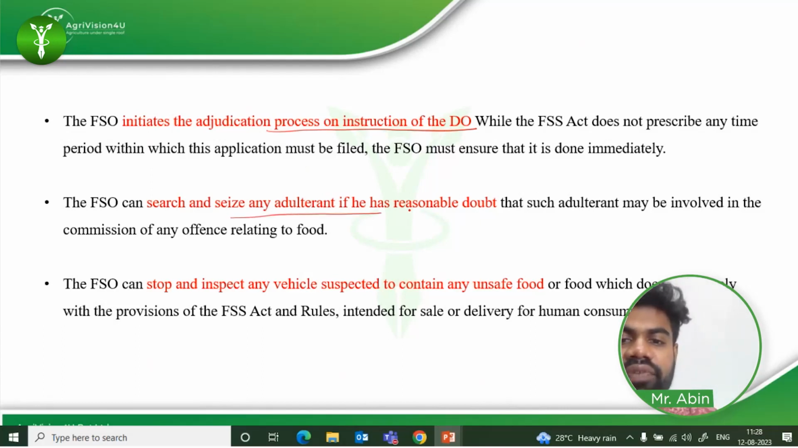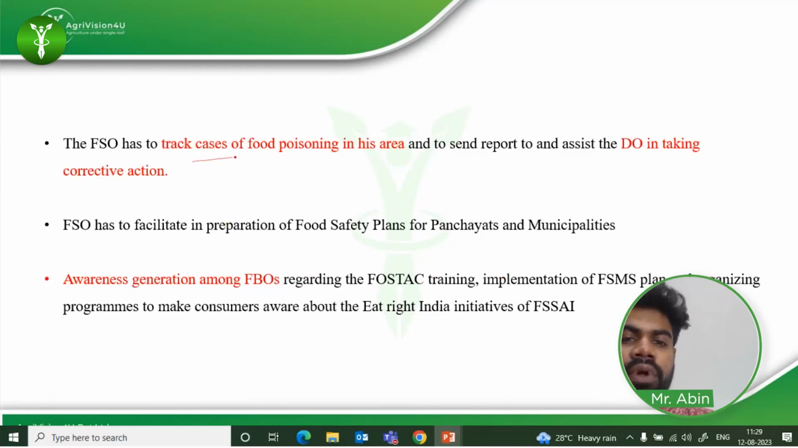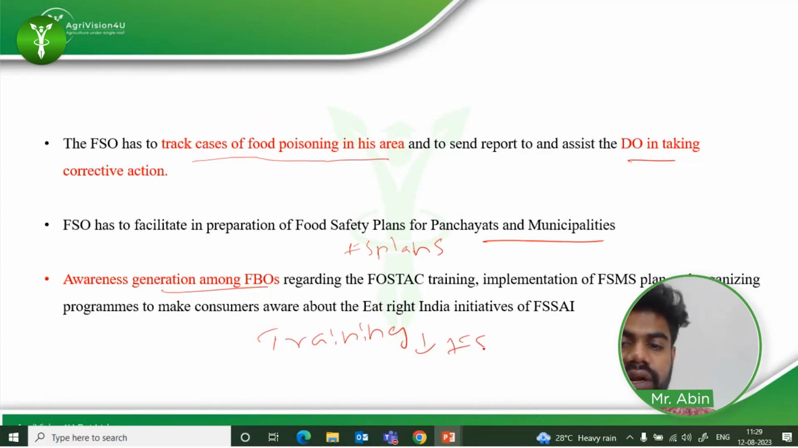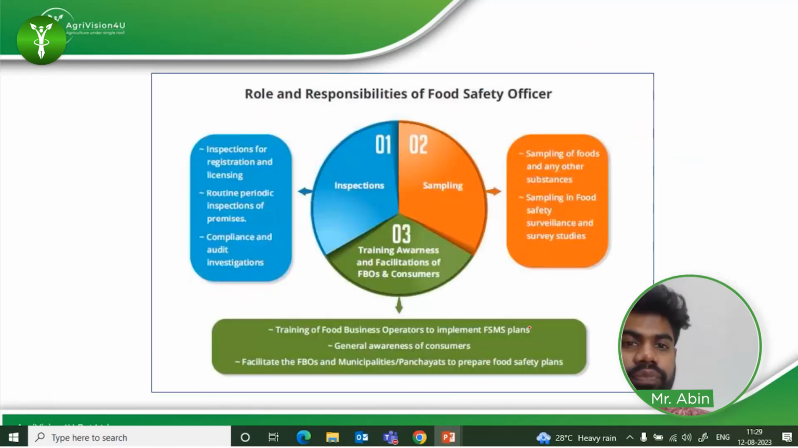Search and seize any adulterant if he has a reasonable doubt. Stop and inspect any vehicle suspected to contain unsafe food. All these are the duties of the FSO. Report cases of food poisoning in the area, and assist the DO in taking corrective action, facilitating preparation of food safety plans for panchayats and municipalities, and awareness generation among FBOs. It is like training, post-act training, and all those things that will be the day-to-day responsibilities of the FSO.